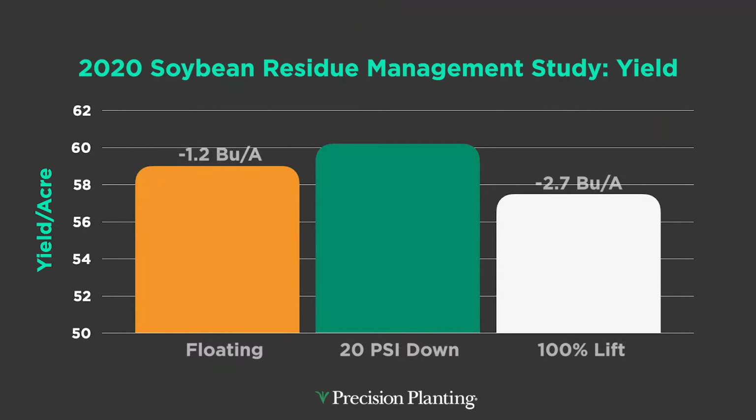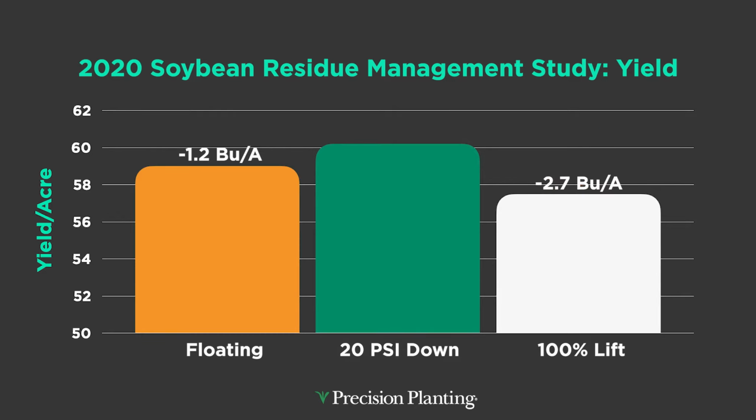And here are the results. The middle bar on the graph is the setting that the operator used to create what we believe is the optimal environment. That is our control. But as you can see, the floating row cleaner that had no pressure on it had a 1.2 bushel loss, as depicted by the top bar, and the bottom bar of the graph shows that we had a 2.7 bushel loss when we ran no row cleaners whatsoever.